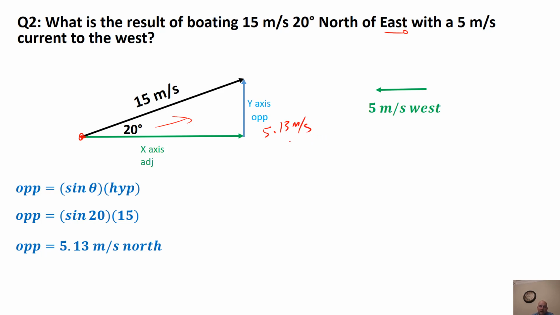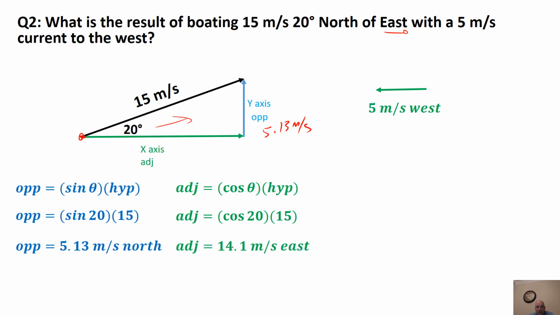Once again, draw it into your triangles. I don't do it in the notes every single time here, but it's a good thing to do so you can observe what you're going to have to do next. So you have 5.13 meters per second up, but now we're going to find this side, the x-axis side, which is cosine because it lies on the adjacent. So cosine of the angle is adjacent over hypotenuse. Cosine of the angle 20 times the hypotenuse 15, and we get 14.1 meters per second east. So we can put that in: 14.1 meters per second east. And so the angle shows you east.